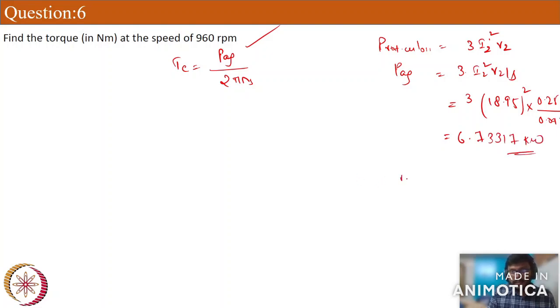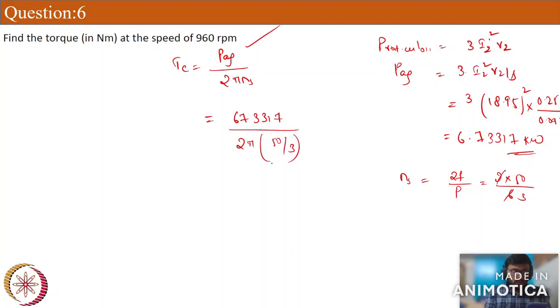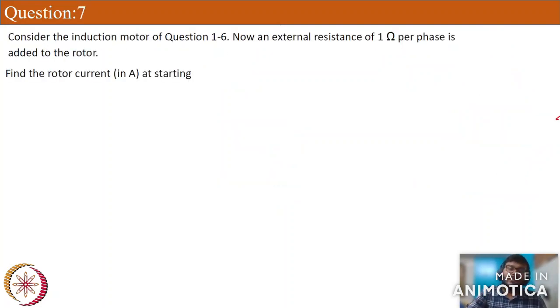Now let's calculate Ns. Ns is 2f by P, 2 into 50 by 6, it's 50 by 3. Now again 6.73317 divided by 2 pi into 50 by 3. Now let me calculate it. It's 64.297 Newton meter. This is the torque of the motor at the speed of 960 rpm.